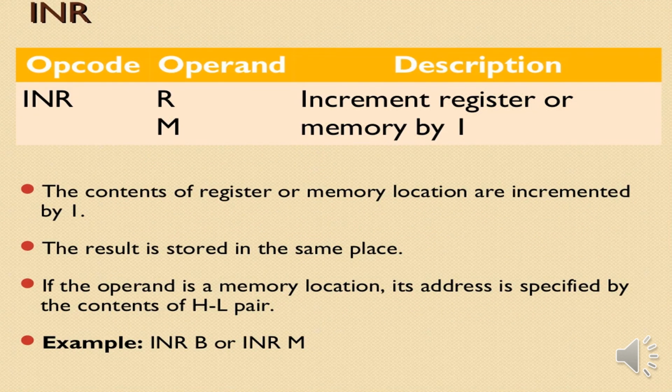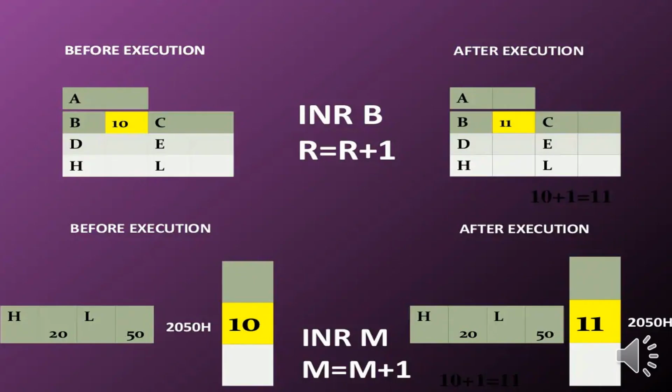So INR, increment the register value by 1. Register or memory content. The content of the register or memory location is incremented by 1. The result is stored in the same place only. If the operand is a memory location, its address is specified by the content of the HL register pair. Increment B or increment M.